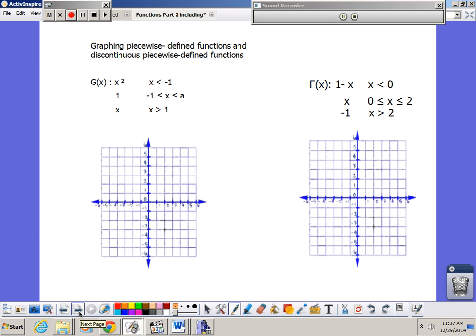Okay, graphing piecewise. In piecewise graphing, it tells you which part of the graph you're going to use for what part of the interval. So I'm going to use the x squared part up to -1. I'm going to use a constant of 1 from -1 to 1. And I'm going to use x from 1 on.